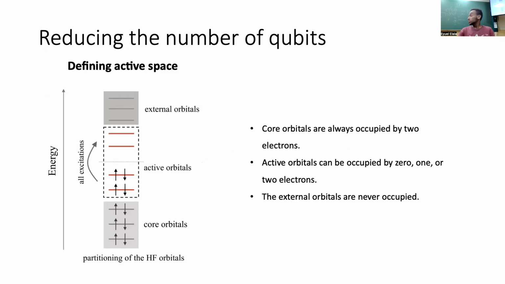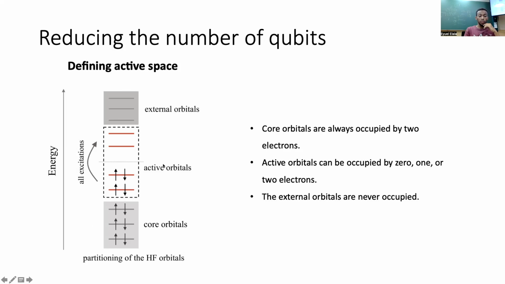Okay, so that's one way to taper. If we reduce the size of the Hamiltonian, it means we reduce the number of qubits required for simulating that molecule. There is also another way of reducing the number of qubits, which is something called defining active space. Defining active space is, let's say in energy space, the molecular orbitals are described in this way. The Hartree-Fock molecular orbitals are described in this way, which means this is actually a water molecule.